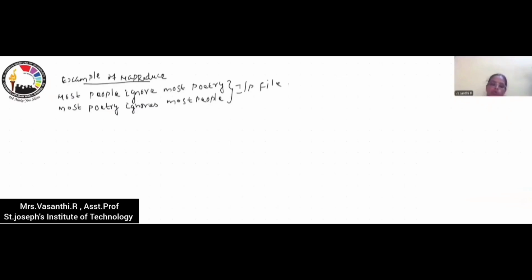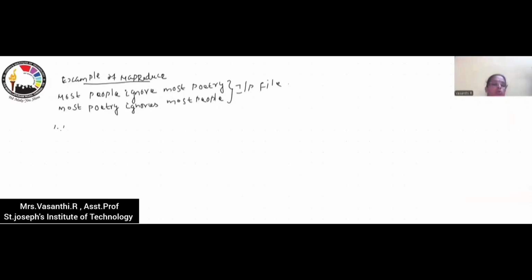Now we have to perform a word count problem on the sample.txt using the MapReduce concept. Now we move on to how we perform the MapReduce concept. We have the input file. We know that the input file contains most people ignore most poetry. Most poetry ignores most people. So this is the first step, the input file.